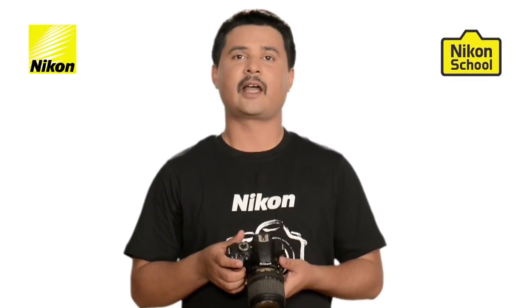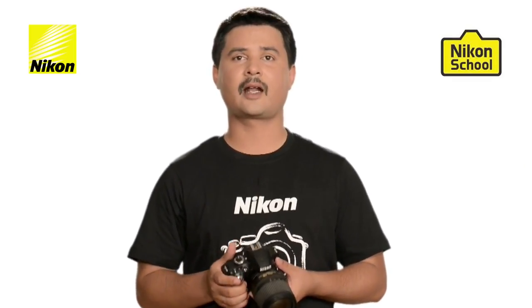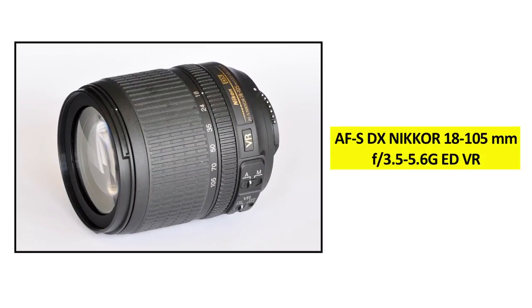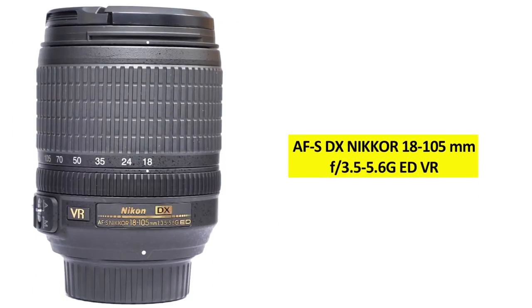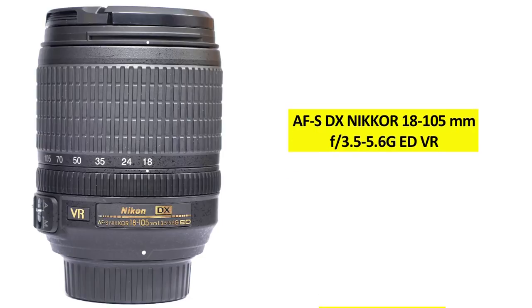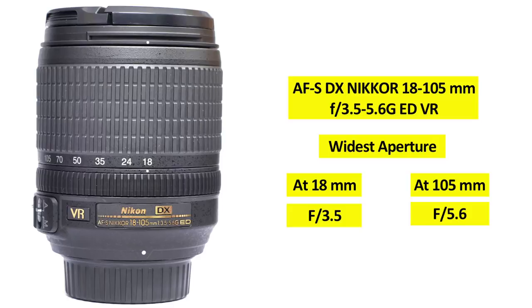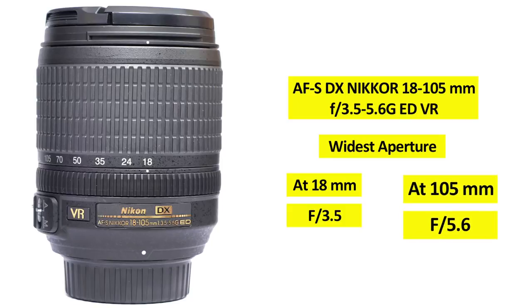Let's see how to change f number in your camera. Here I have a Nikon D3200 mounted with 18-105mm kit lens. Now on the lens itself, you'll see some markings stating 3.5 to 5.6. What does this mean? This means when you are at wide angle 18mm, the widest aperture you will get is 3.5, and when you zoom the lens to 105mm, the widest aperture you will get is 5.6.